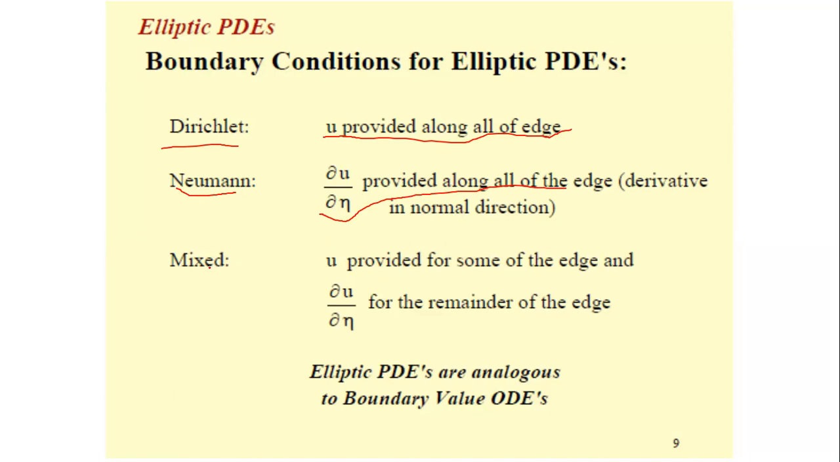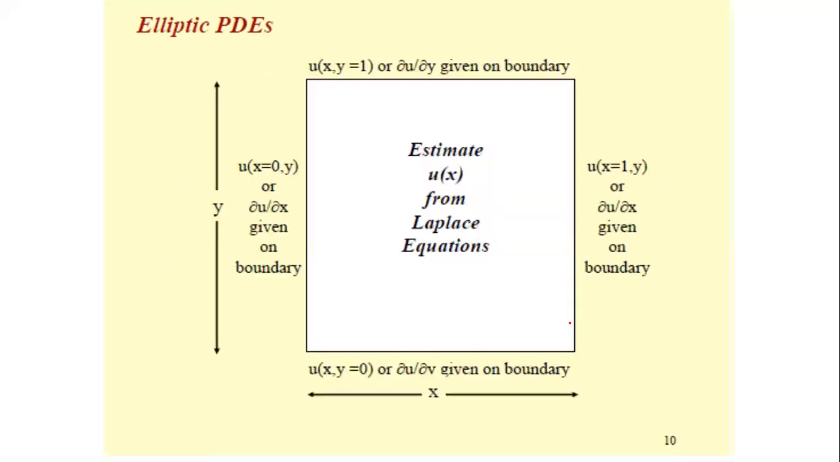And the mixed boundary condition is when the u value, the functional value, is provided for some of the edges, and del u upon del eta is provided for the remaining edges. So these are called mixed boundary conditions. So it is something like this. So let us see an example of a two-dimensional system.